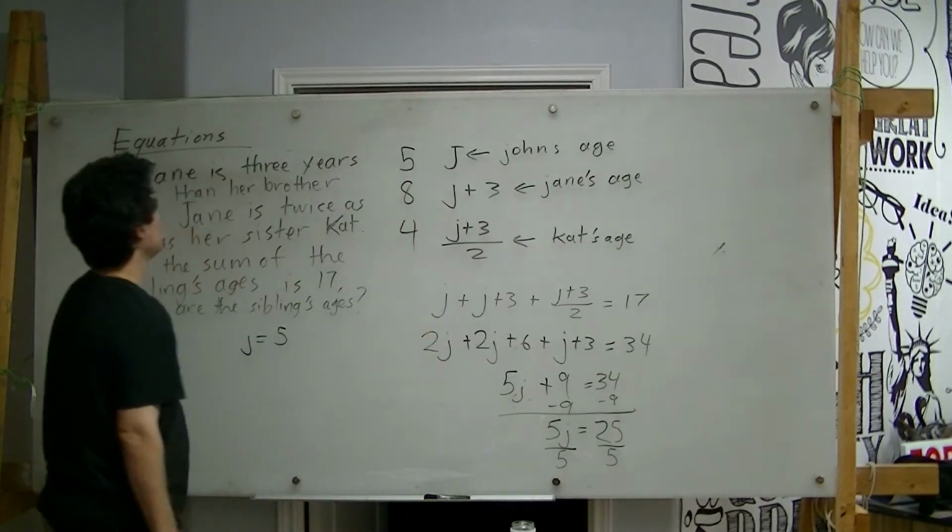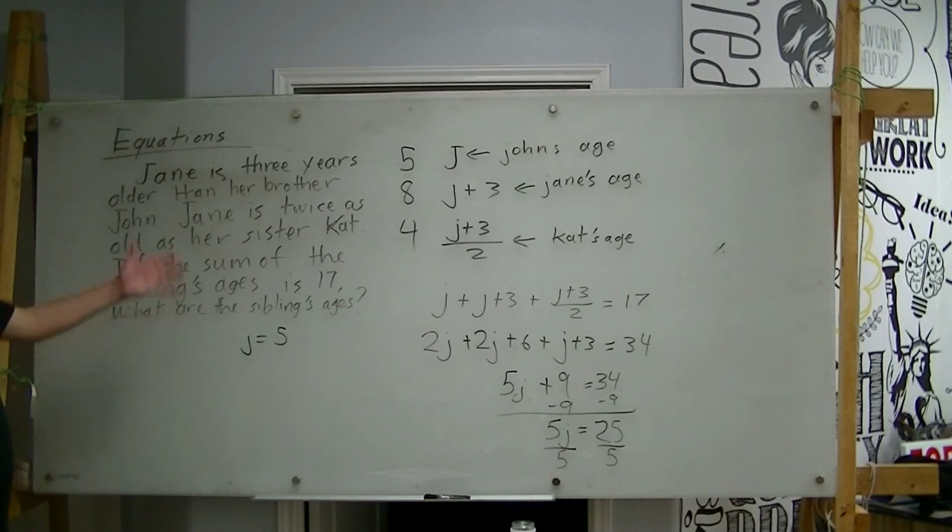And there we go. Jane is 3 years older than John, and Jane is twice as old as her sister Kat. Ta-da!